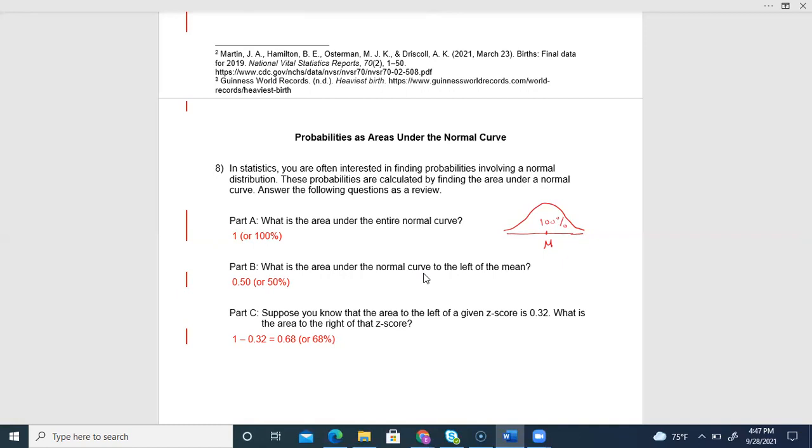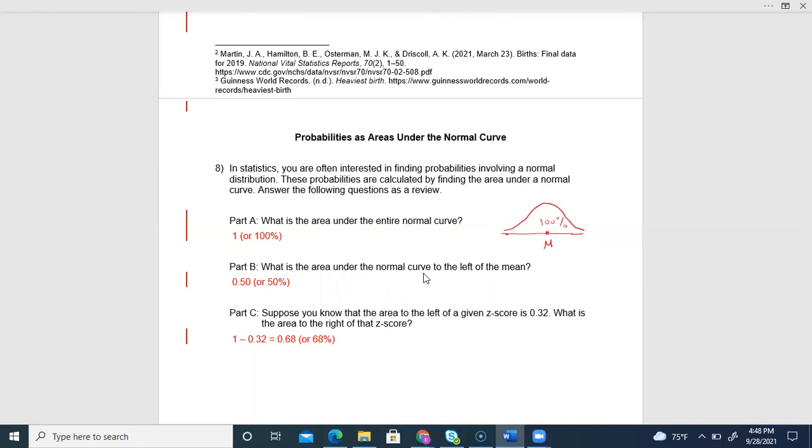What is the area under the normal curve to the left of the mean? Remember that the mean is the center of the curve. So the area to the right and the area to the left each represent half. That means the area to the left of the mean, or to the right, is going to be 50%.